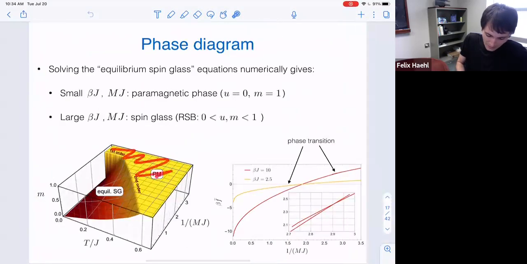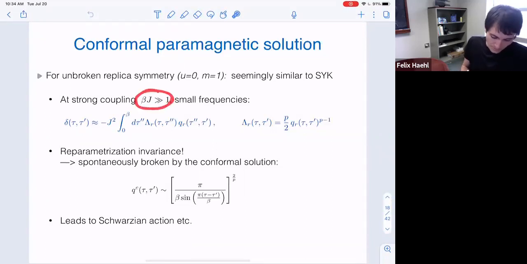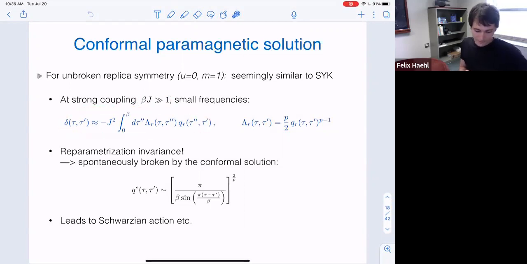So up here, where replica symmetry is preserved, you can indeed show that the equations of motion at strong coupling at low temperatures simplify. You can neglect certain terms, and the equations of motion take this simple form, which you can show is indeed invariant under reparametrizations. So this equation exhibits an emergent reparametrization symmetry. And similar to what I had in the introduction, this emergent symmetry is broken by the solution.